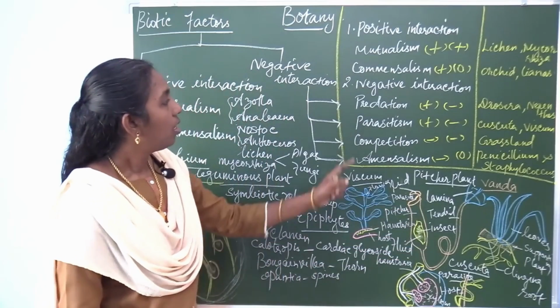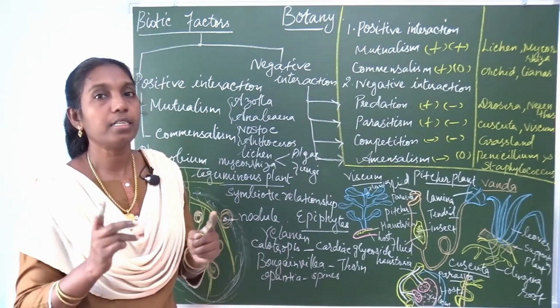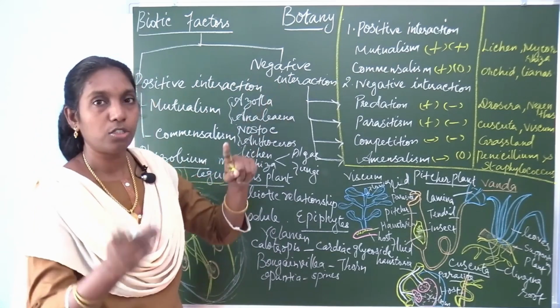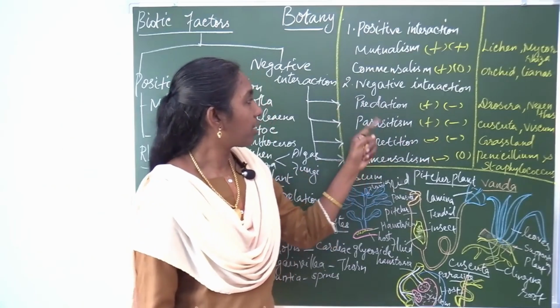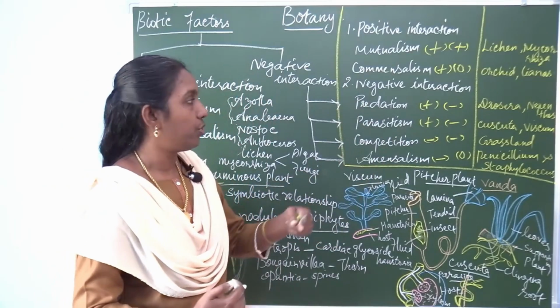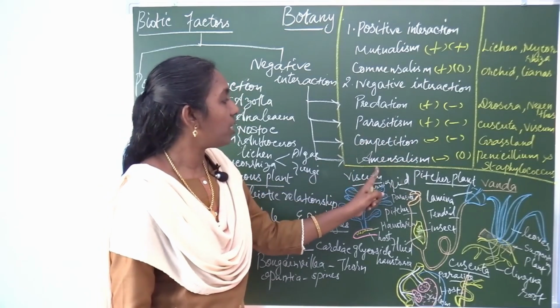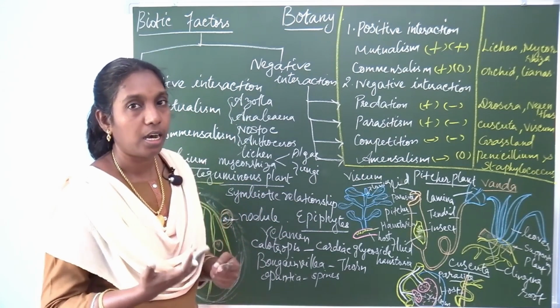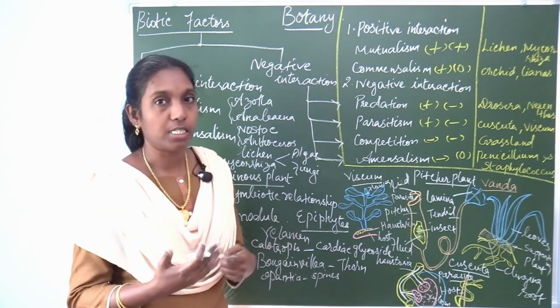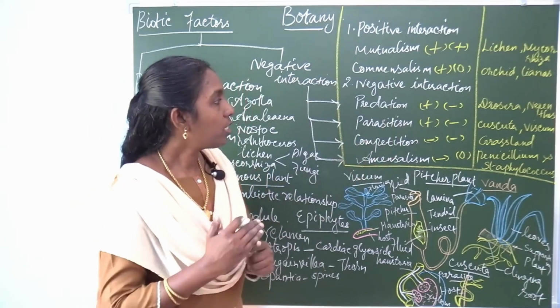And now negative interactions. The second type is negative interaction. There are two types, positive interaction and negative interaction. In negative interaction, they are again classified into predation, parasitism, competition, and amensalism. Predation, you know, predatory animals, or some plants are also predatory. What is this predation?